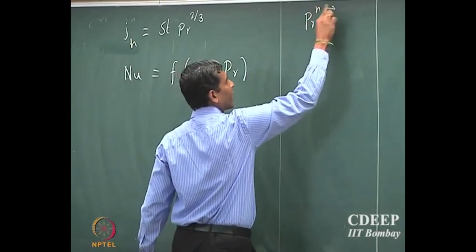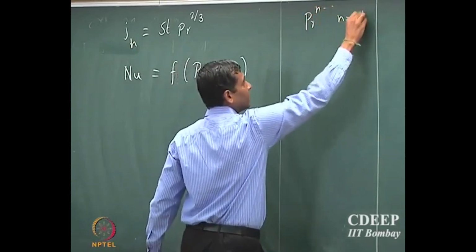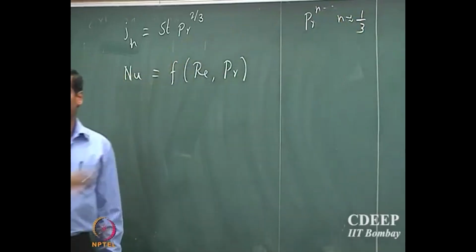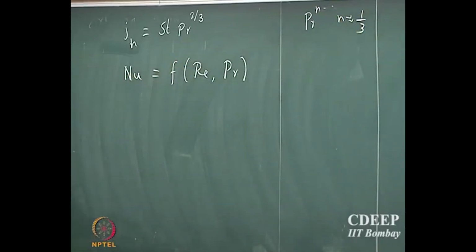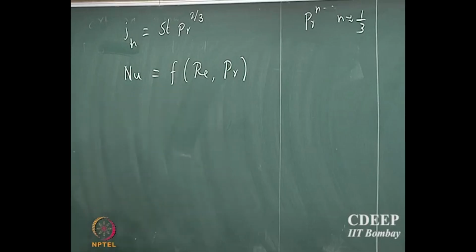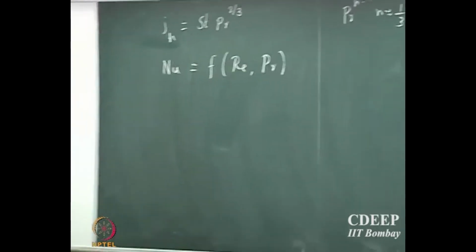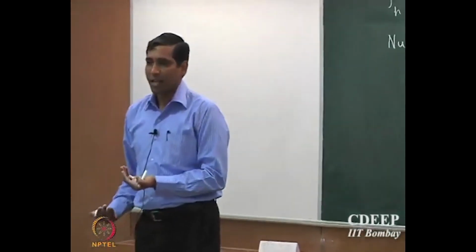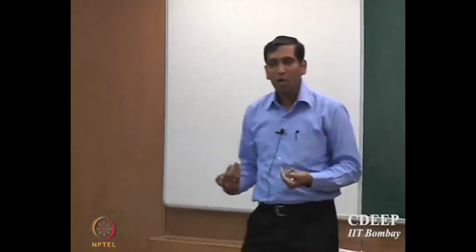So that exponent should actually be 1 by 3, we could guess from this Chilton-Colburn analogy. But then let us assume that there is a general functional form. So I am doing an experiment, there is no reason why I should assume that there is a certain functional form. If there is a certain functional form, it should actually come out of the experiments. So remember that anytime you write a model or you conduct an experiment, it's always better to start with assuming nothing.